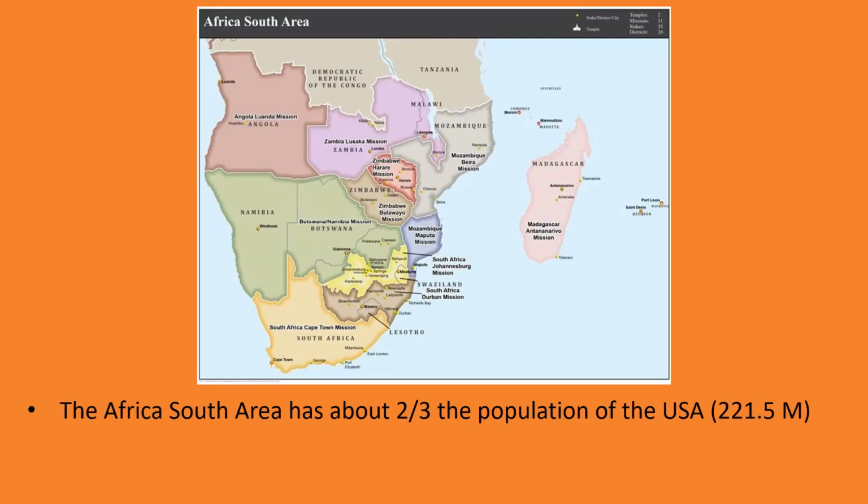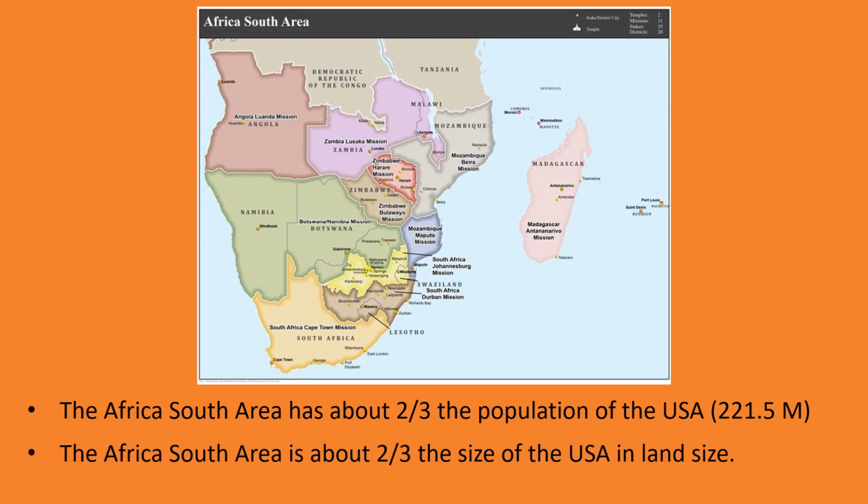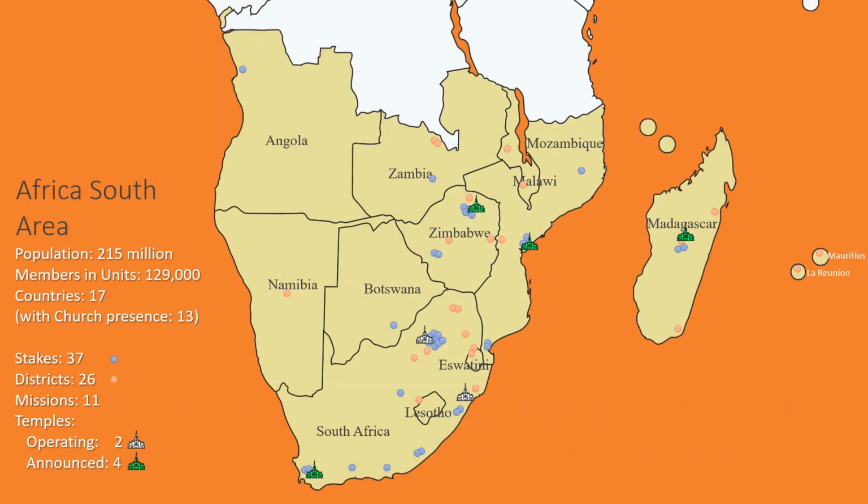The Church's Africa South Area has about 2/3 of the population of the U.S. We have 221 million people. We also have about 2/3 the size of the USA in land size. These are the countries that are part of the Church's Africa South Area. There's a total population of 215 million people in 17 countries, and we have 129,000 members. The church only has a presence in 13 of these 17 countries.